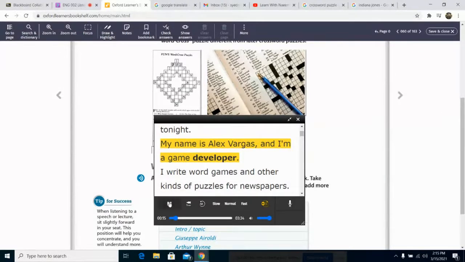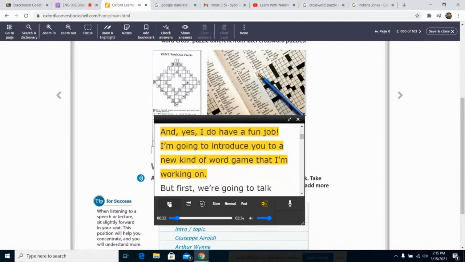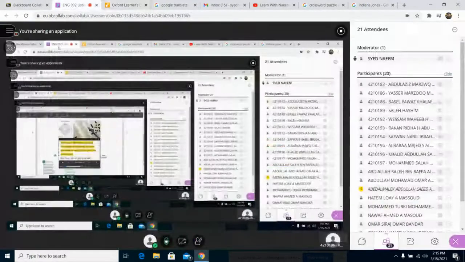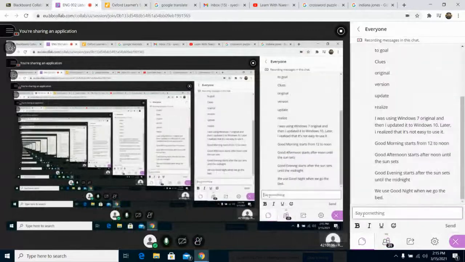Okay, now listen more. I write word games and other kinds of puzzles for newspapers. And yes, I do have a fun job. I'm going to introduce you to a new kind of word game that I'm working on. So why do we play word games? Can someone tell me? I'm writing the question in the chat box. Why do we play word games? Have you ever played word games?